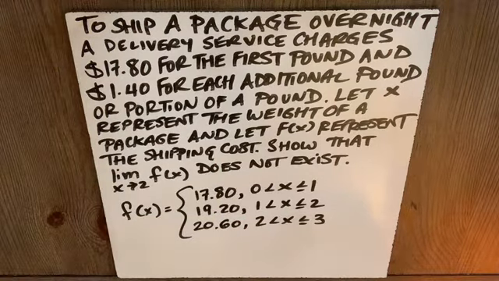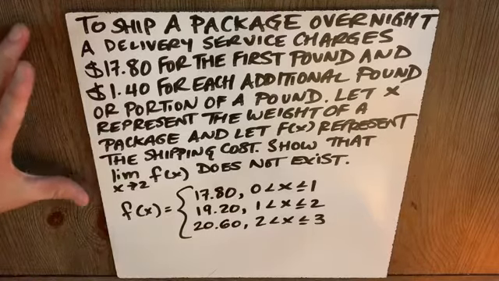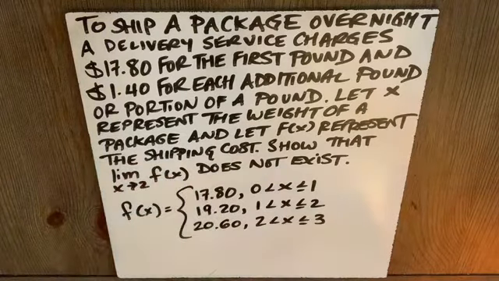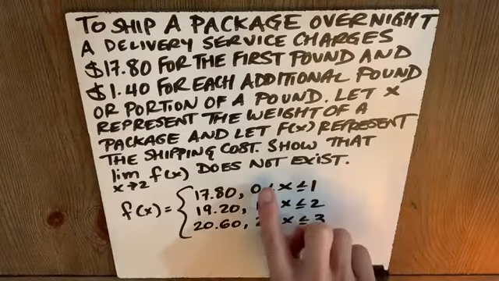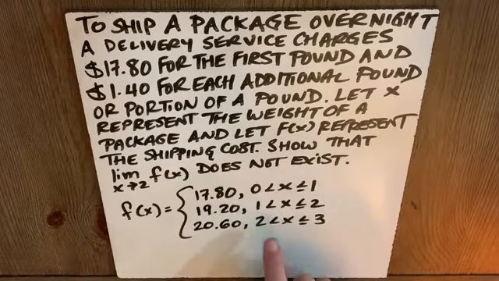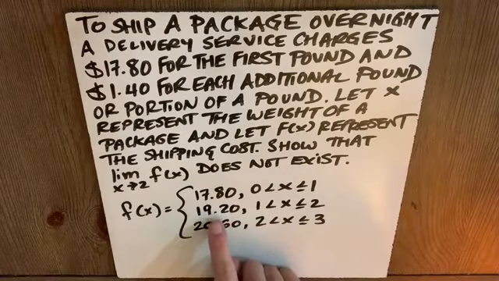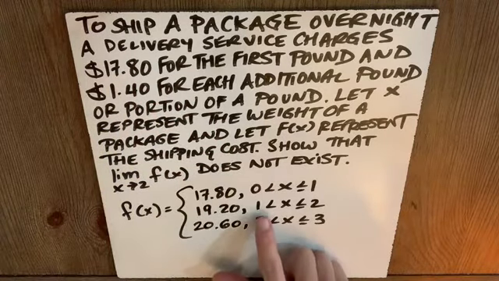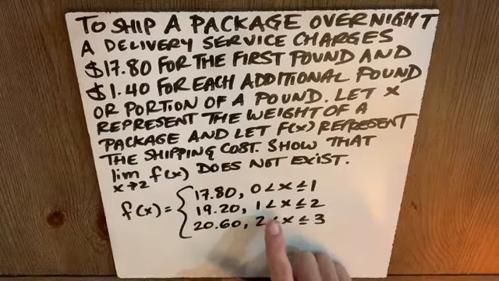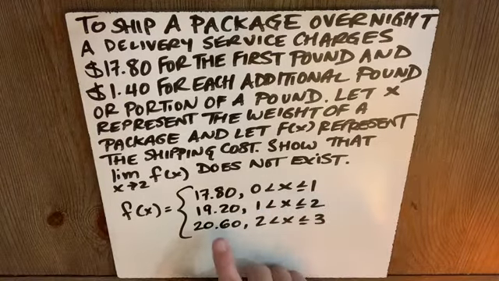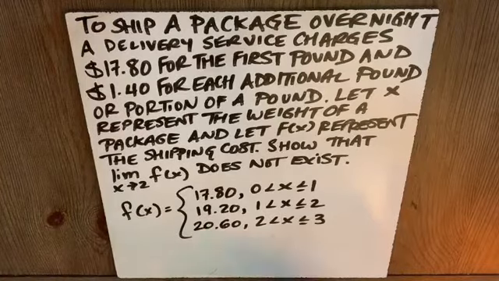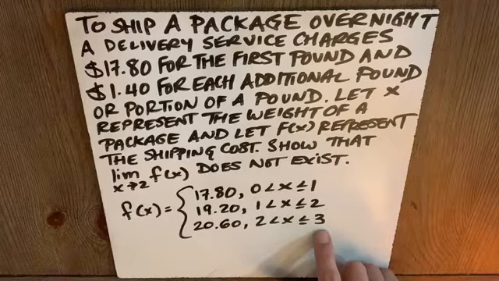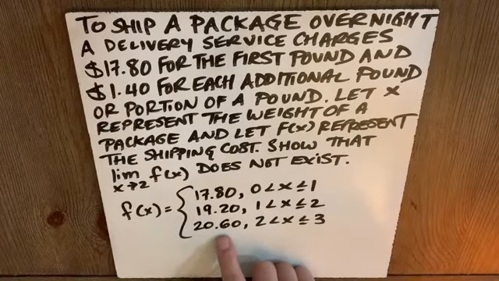Here's the piecewise function that you could come up with to represent this. Your charge, your Y, is going to be 17.80, provided you have a weight less than or equal to 1. As soon as you trip over 1 pound, then you have to add an additional $1.40 for every portion of a pound. So if you're at 1.1 pounds or 1.01 pounds all the way up to 2.00 pounds, they're going to charge you $19.20. As soon as you trip over 2 pounds, 2.01 pounds all the way up to and including 3.00 pounds, they'll charge you an additional $1.40.